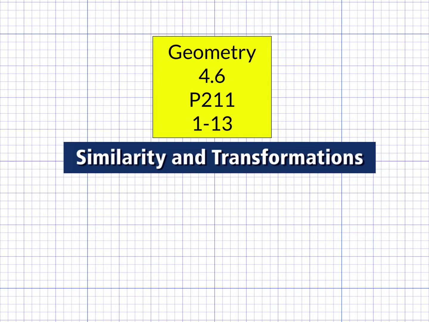Okay, 4.6, 1 through 13, there's proofs on here, so we're going to try to get through these as quick as possible. Similarity and transformations. Okay, so just real quickly, an understanding of what's going on.